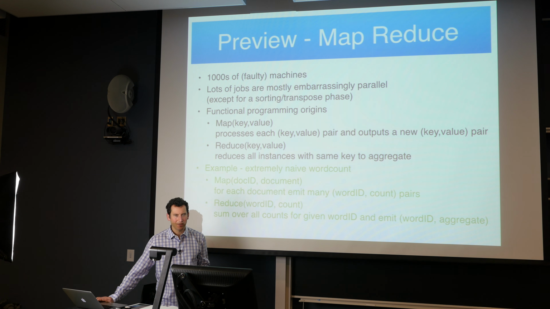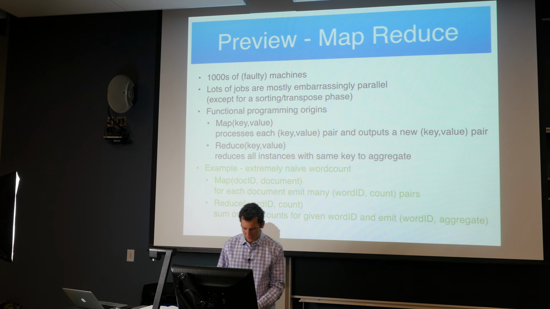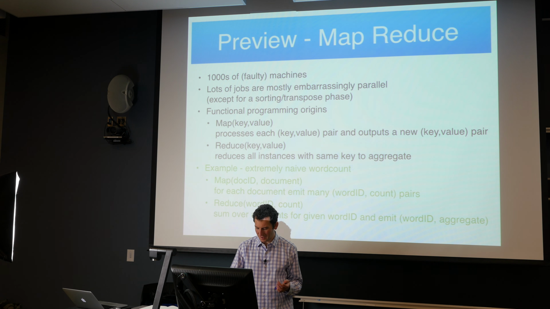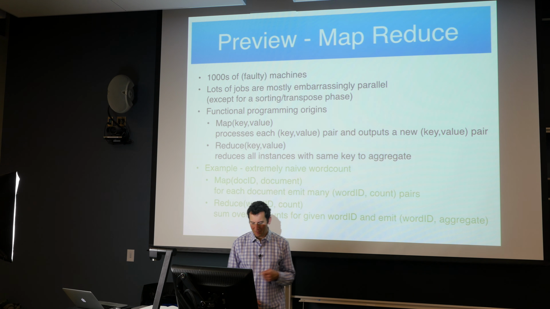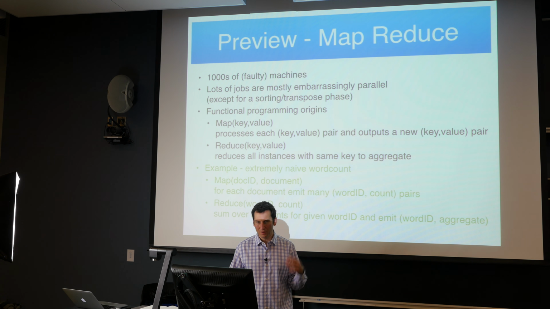So MapReduce is one of those mechanisms where you might have hundreds of faulty computers. Lots of the jobs are almost embarrassingly parallel, like, for instance, except for sorting and transpose. And you have exactly 2 types of operations, map and reduce. This is actually the really ingenious part in MapReduce. The fact that there exist those 2 very simple operations that cover a lot of interesting algorithms.